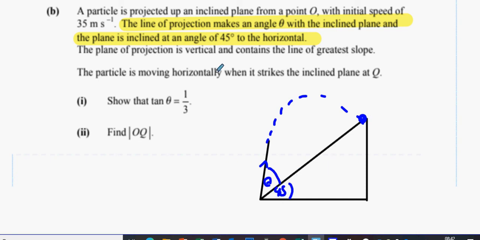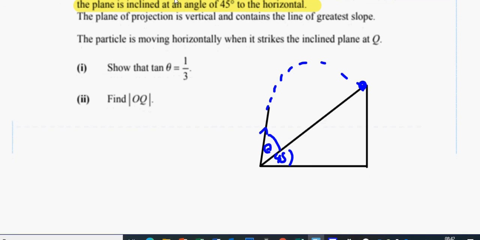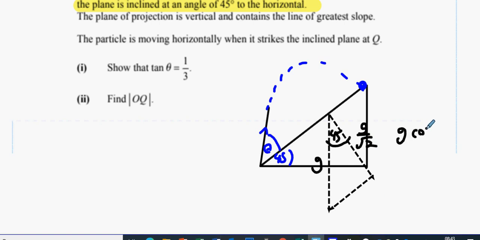Alright. Let's do our gravity triangle, which you're very, very familiar with these days. Gravity triangle going this way. So, g. What angle is this here? 45. That's g over root 2, or g cos 45. And g sin 45 are both g over root 2.